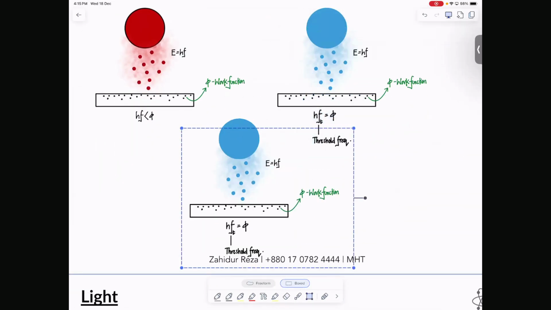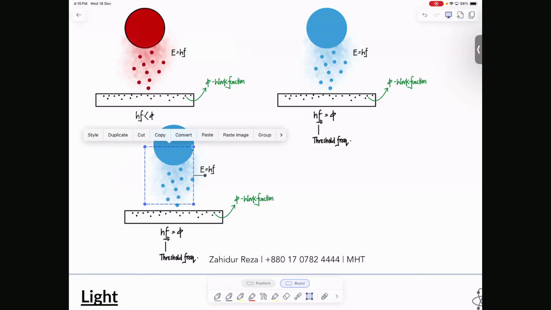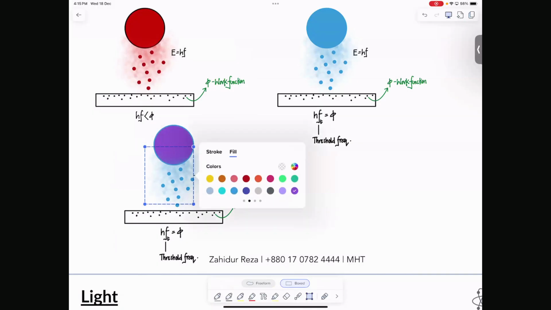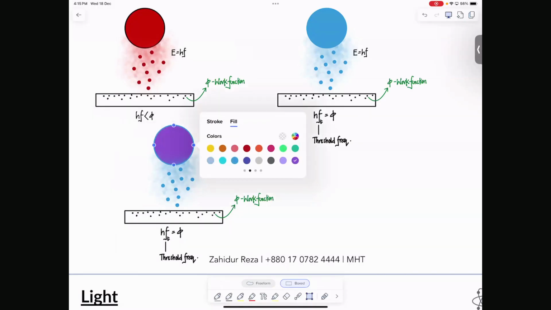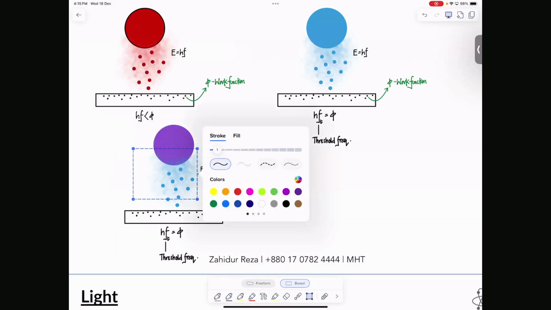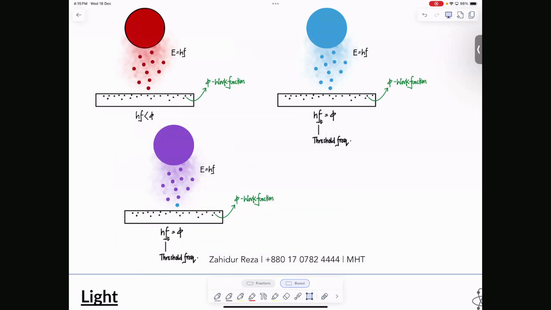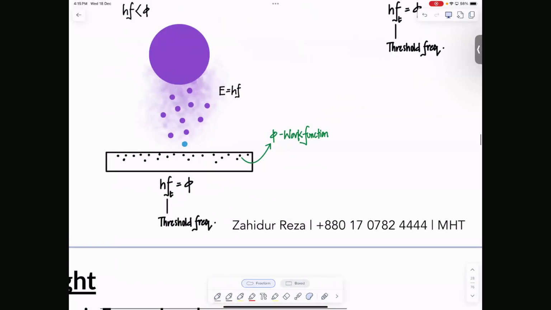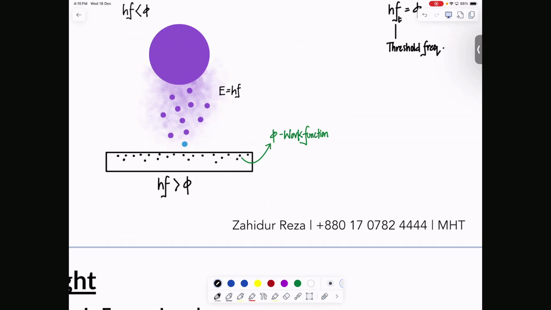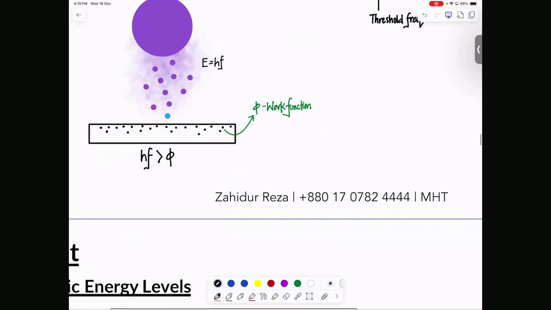Now, what if you go beyond this? What if you decide to give energy that's more than the requirement? Let's say you go to purple or violet, that band. Can you tell me what happens here? I'm giving extra energy. We all understand that, right? How does this relationship compare then? So your HF is now what compared to phi? Yes, HF is greater than phi. Will emission take place? Yes, most definitely, right? But what happens to the excess energy that you provide? Kinetic energy, right?